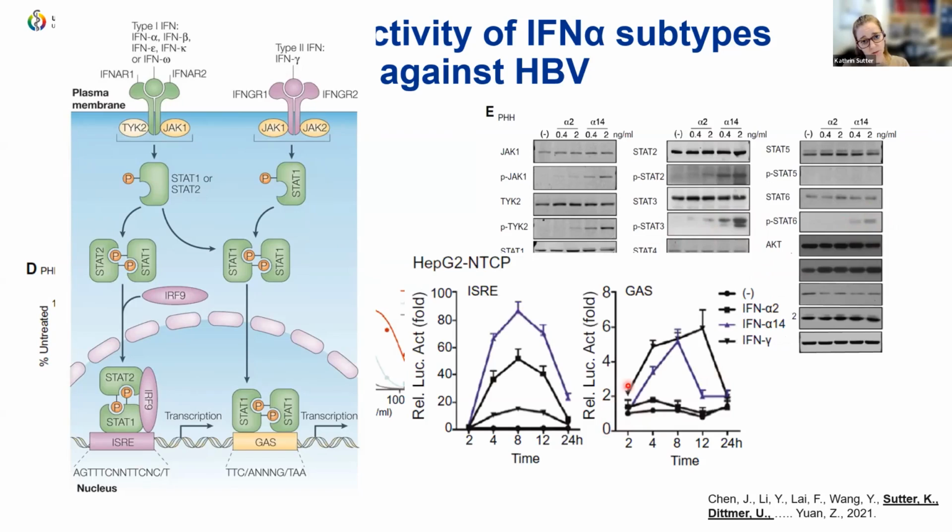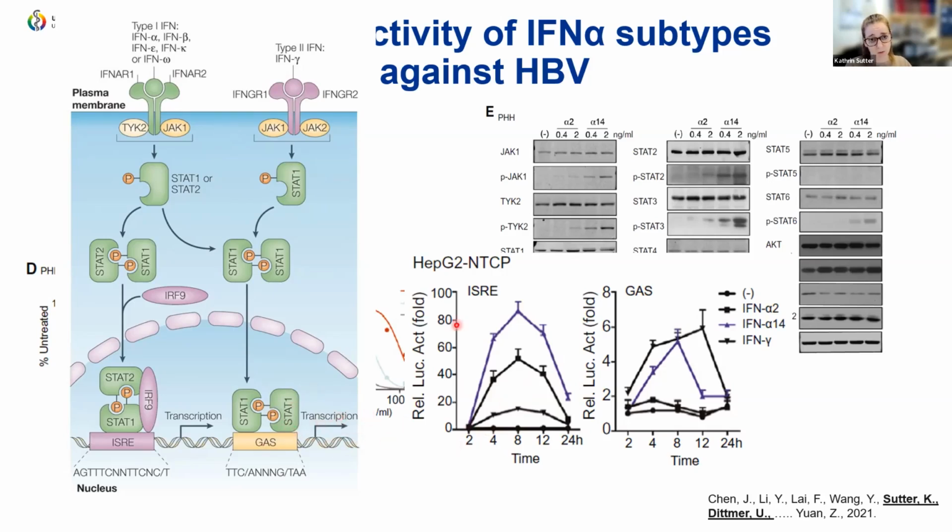And then what we could also show is that especially interferon alpha-14 not only uses this pathway, it also uses this pathway. And this leads then here, this is the ISRE element, and here this means it binds just to another part of the promoter regions, so to other regions in the DNA, and this leads to the transcription of other genes.